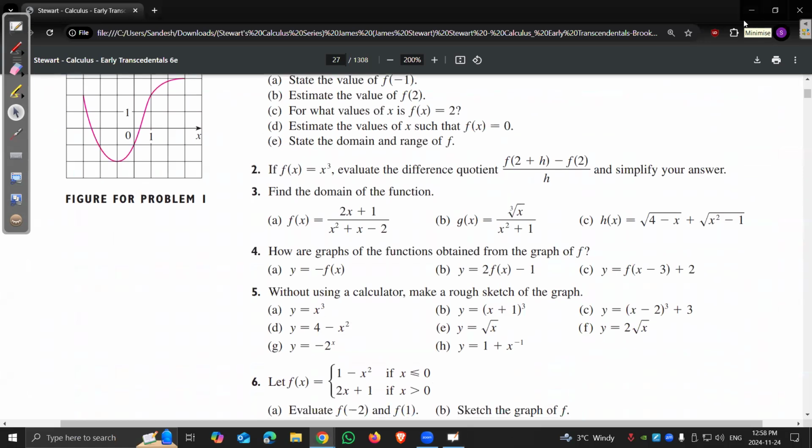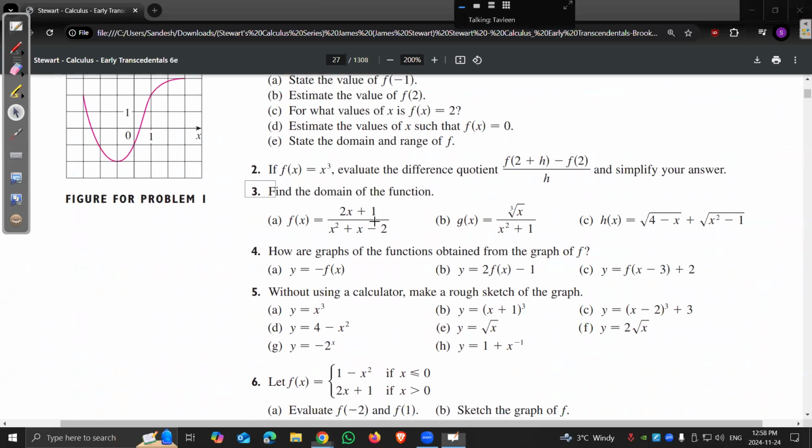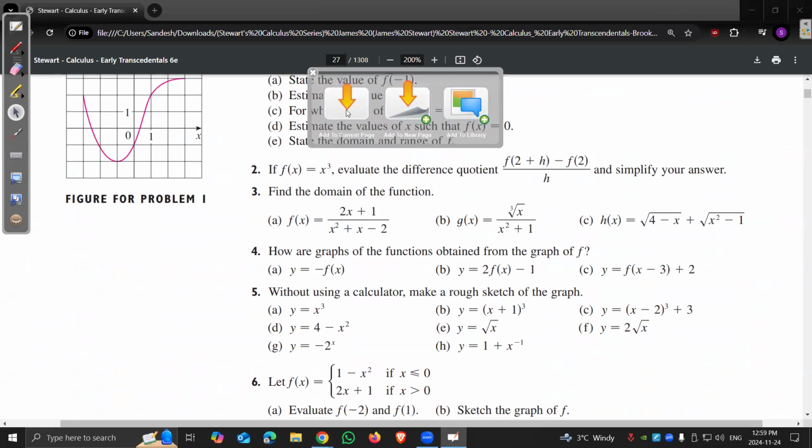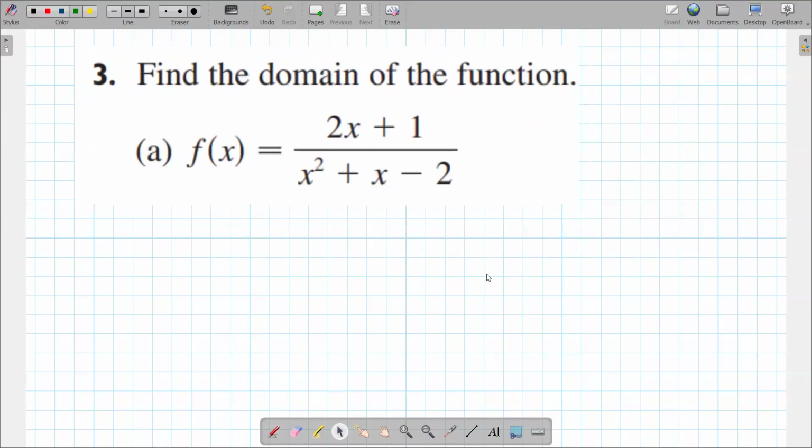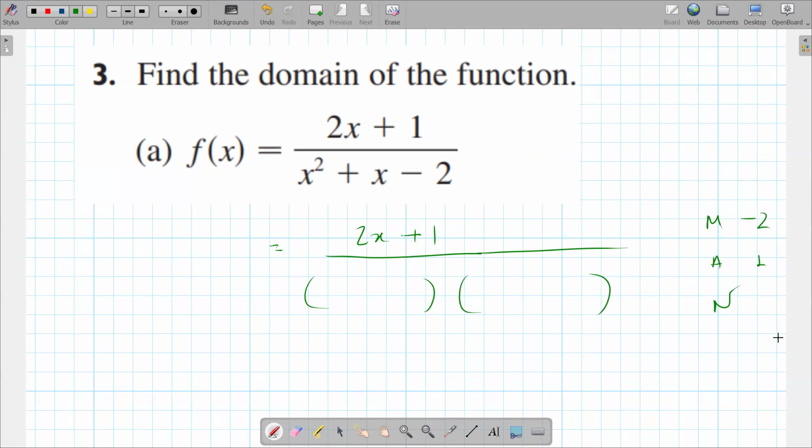Let's do a difficult problem. Find the domain of this function. Why don't you factor the denominator? If you factor the denominator, what do you get? It'll multiply to -2, it'll add to 1. So the numbers are +2 and -1.